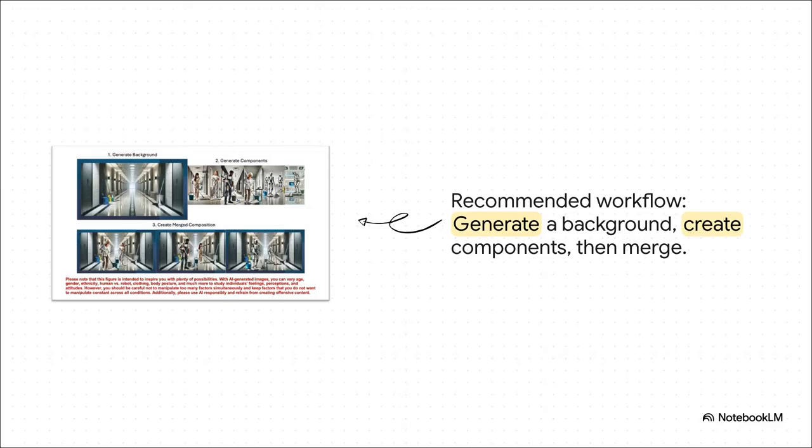And here's a little pro tip for when you're trying to create complex scenes. Instead of trying to get the AI to generate everything perfectly in one go, you break it down into layers. First, you generate your background. Maybe it's a hallway or a landscape. Second, you generate your individual pieces, the people, the objects, whatever you need. And third, you bring them all together. This approach gives you so much more control and consistency.